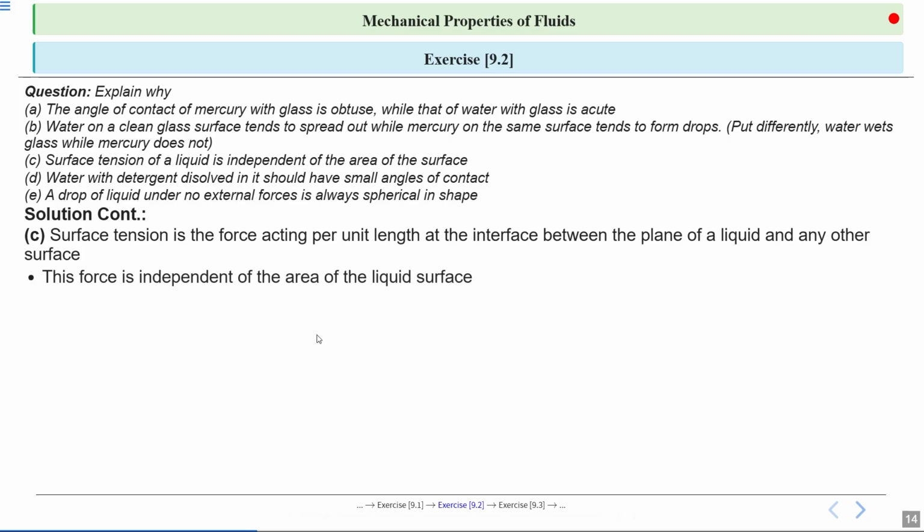This force is independent of the area of the liquid surface. Hence, surface tension is also independent of the area of the liquid surface.